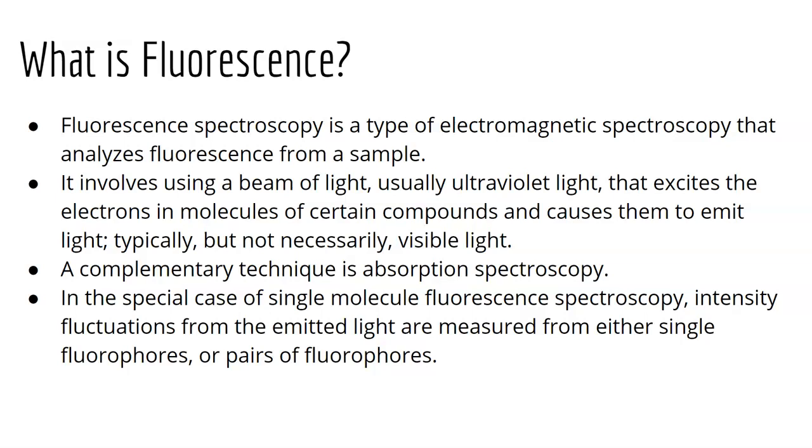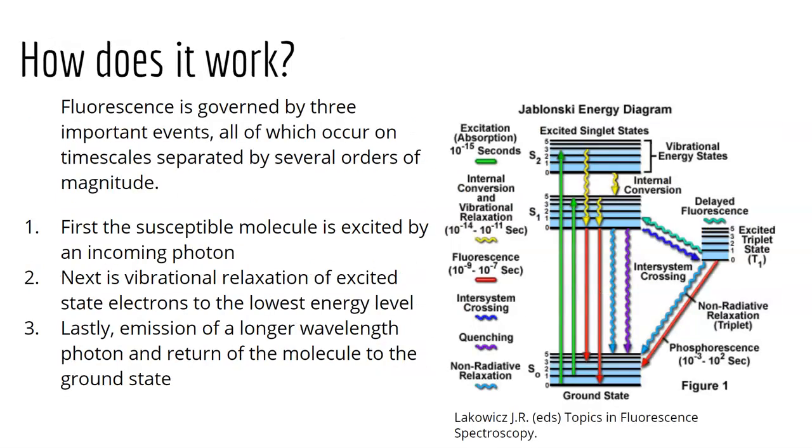A complementary technique to fluorescence spectroscopy is absorption spectroscopy. In the special case of single molecule fluorescence spectroscopy, the intensity fluctuations from the emitted light are measured from either single fluorophores or a pair of fluorophores. So, how does that work, you ask?